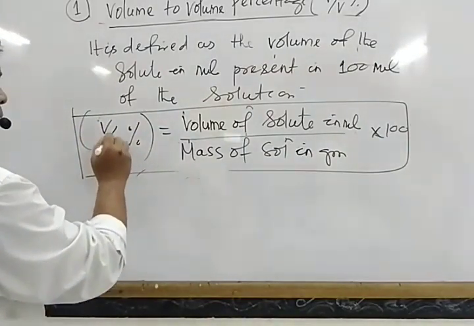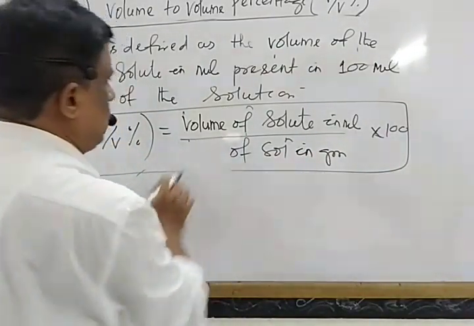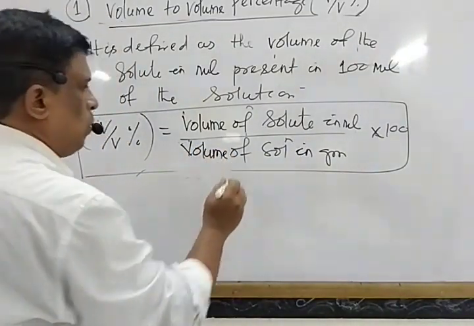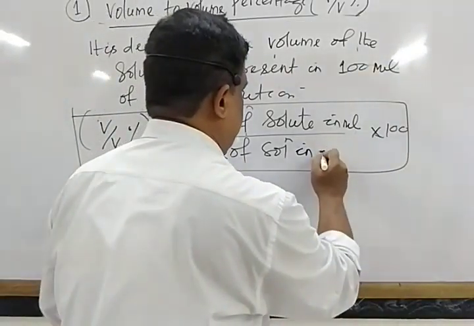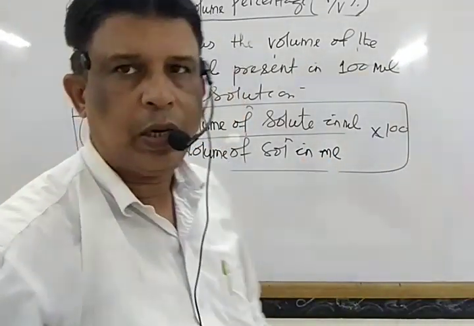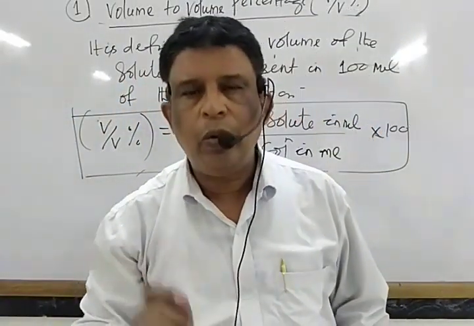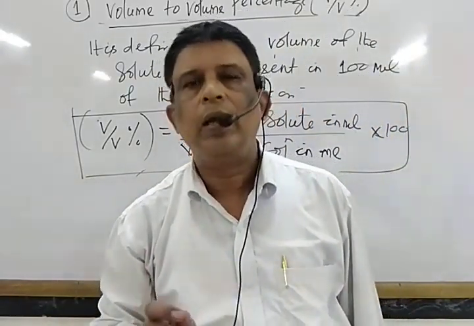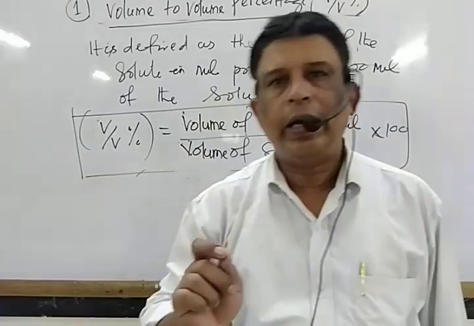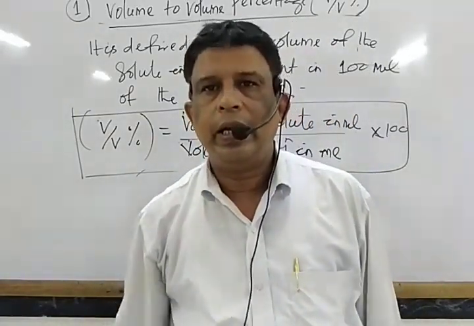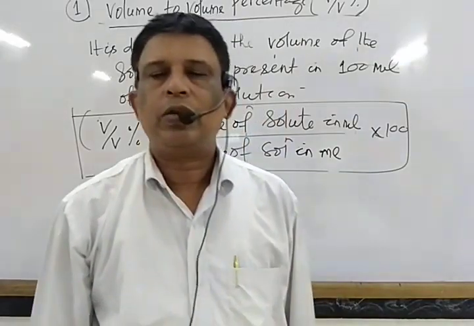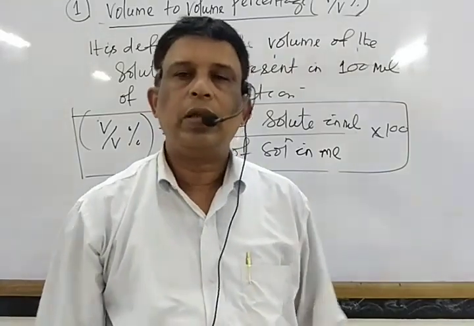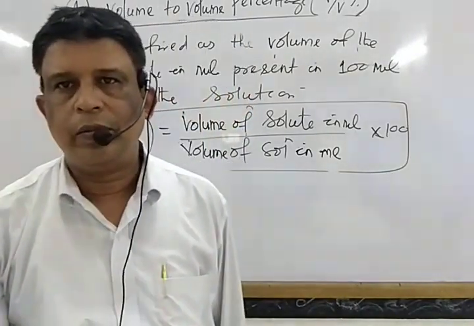Symbolically, V by V percentage, volume of the solute in ml divided by volume of the solution in ml, into 100. If it is W by W, then gram by gram. If it is W by V, gram by ml. If it is V by W, ml by gram. If it is V by V, then it is ml by ml. So these are the different ways to express the percentage of a solution.